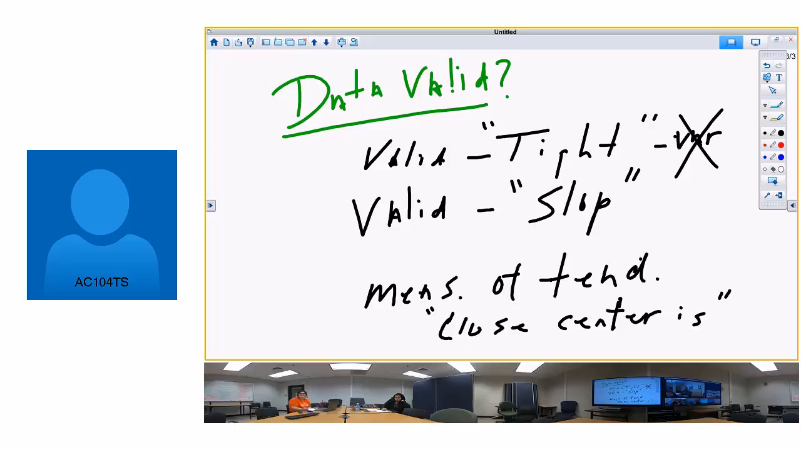Now, I'm not going to do any more on this page because I need to go back to the numbers, because the numbers will show you what I'm talking about. So let's go back to the numbers.